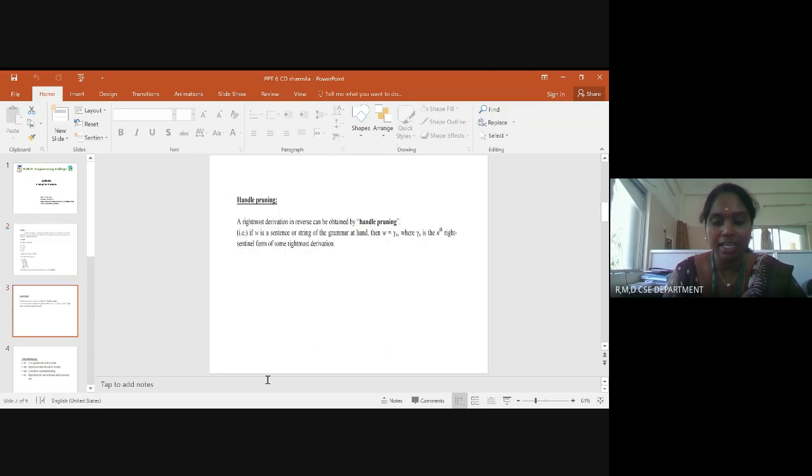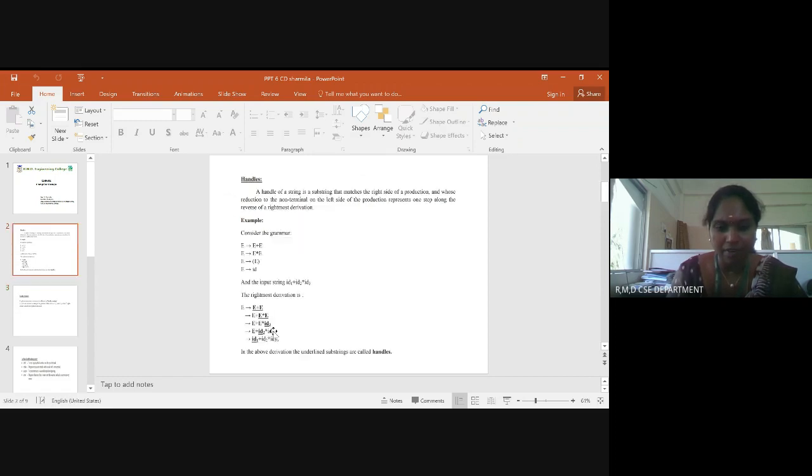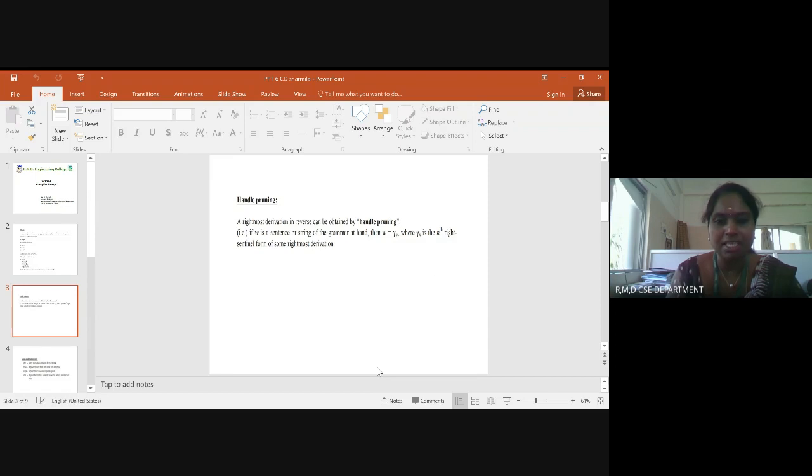Next is handle pruning. The reverse of a rightmost derivation can be obtained by handle pruning. For that, the grammar is w equal to gamma n, where gamma n is the nth right sentential form of some rightmost derivation. So the rightmost derivation in reverse can be obtained by handle pruning. We are doing the rightmost derivation and getting the final non-terminal, which is called the handle. Doing this in the reverse direction is handle pruning.